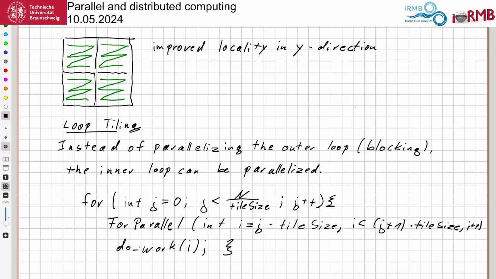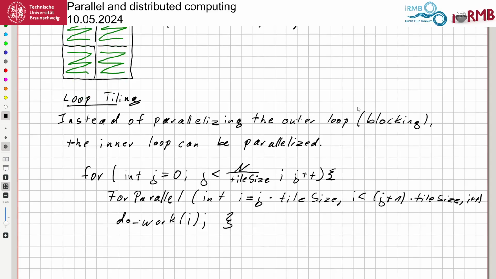Because this is a vector operation, it also means that the tiling size is usually fixed. Okay? So again, we have problems with the hardware. I'm very sorry.